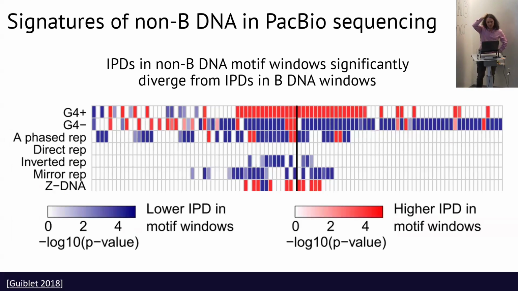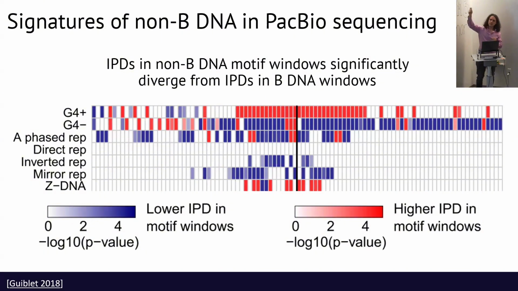Okay, and so this is called interval-wise testing. This is a non-parametric statistical test that basically compares aligned time series windows. And I believe this is a permutation test that compares whether or not in one set of time series you have higher values or lower values with respect to some reference. So the reference here is the B DNA IPDs.